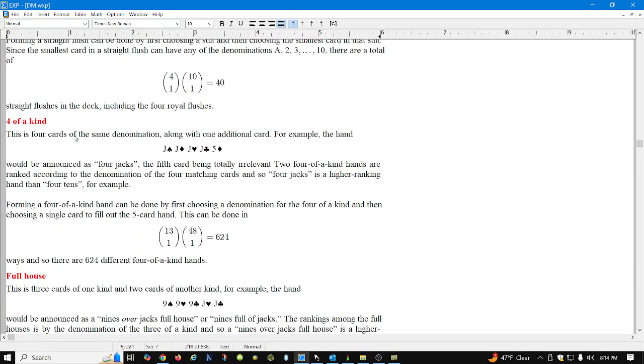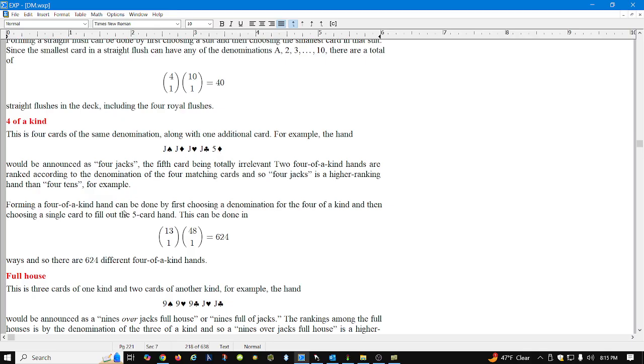4 of a kind, that means 4 cards of the same denomination. Every poker hand has 5 cards, so there'll be a 5th card. And that 5th card is irrelevant. So, for example, 4 jacks and toss in the 5 of diamonds. So you would just call this 4 jacks. 2 4 of a kind hands are ranked according to the denomination of the 4 matching cards. So 4 jacks is higher than 4 tens.